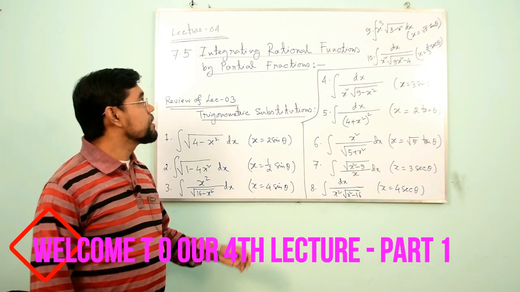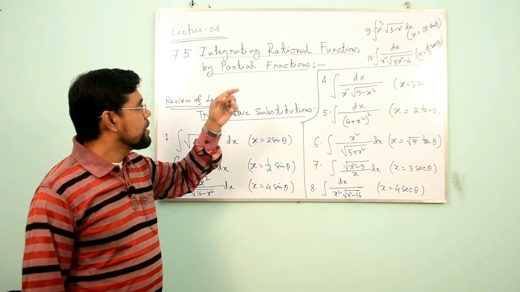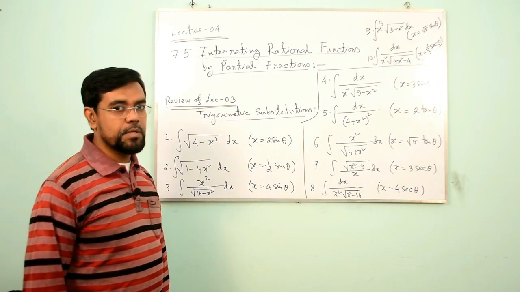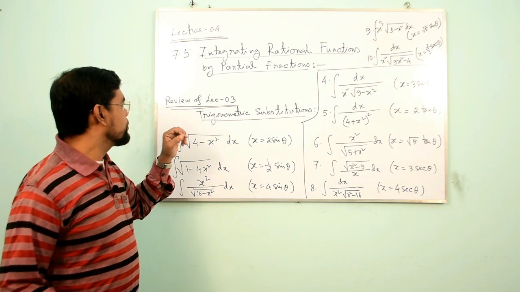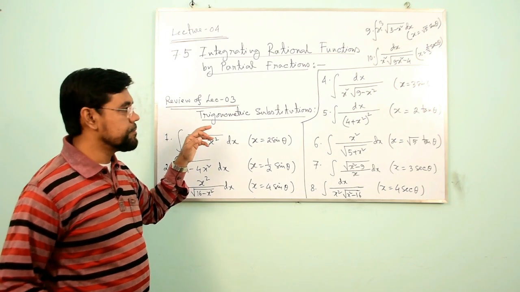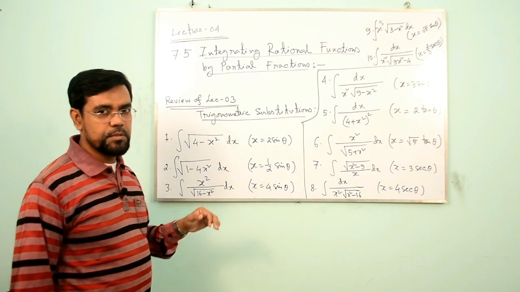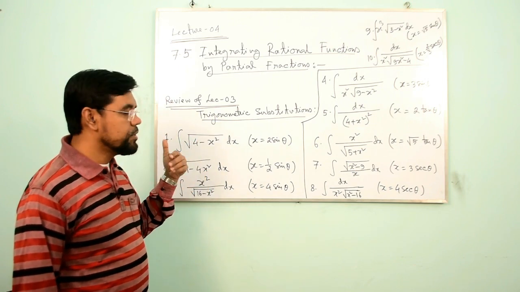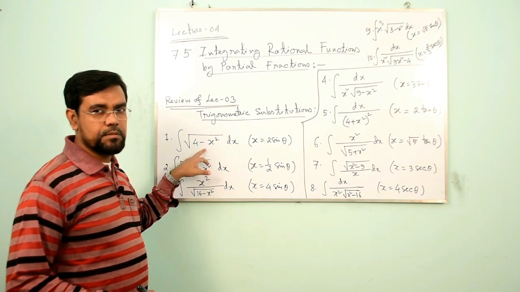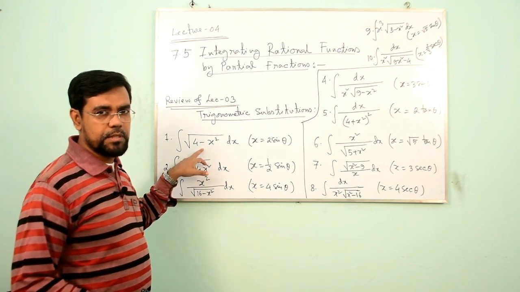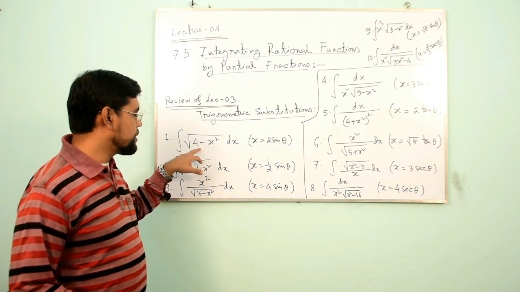Today is our lecture 4 and the topic is integrating rational functions by partial fractions. Before going to lecture 4, let me review lecture 3. In lecture 3, we discussed trigonometric substitution. How can we integrate integrals involving radicals? If the preceding sign of x square is negative, then the substitution should be a sin theta.